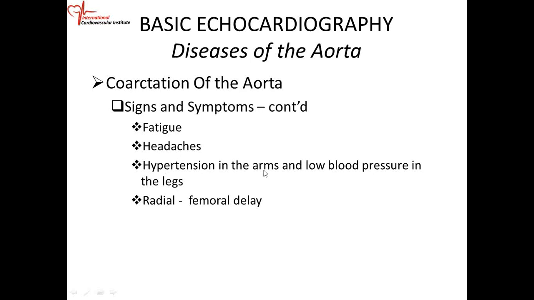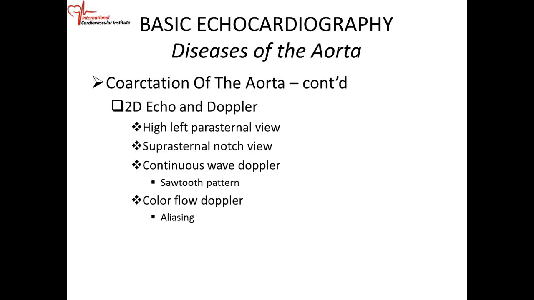Hypertension in the arms and a low blood pressure in the legs because you have an obstruction right at the descending aorta. So anything below the obstruction, the blood flow is going to be reduced, the pressure is going to be reduced. And we commonly talk about a radiofemoral delay. That is, if you check the radial pulse and the femoral pulse, the femoral pulse is going to be delayed because of the obstruction. So we talk about a radial femoral delay.